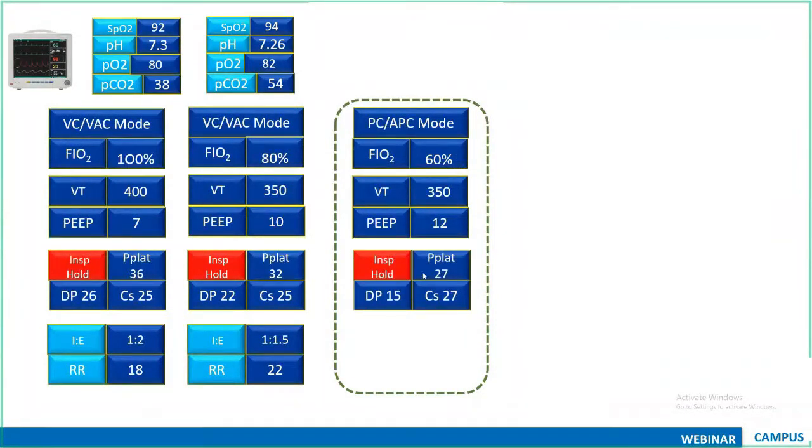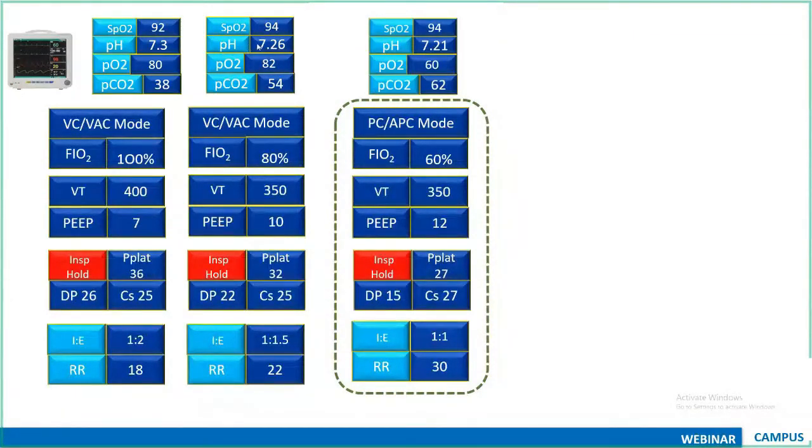Now with an inspiratory hold, I have measured the plateau pressure. It is 15. The driving pressure is 15, and the compliance is also improving. Now I am in a target driving pressure. What other change can I make? I can make an IE ratio of 1:1, and I can slightly increase the respiratory rate if required, if the pH is dropping. Here actually the pH was not dropping.